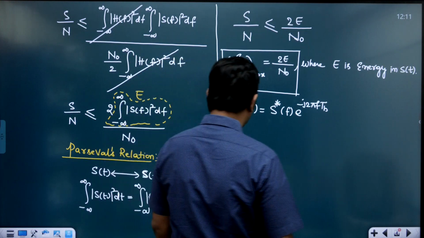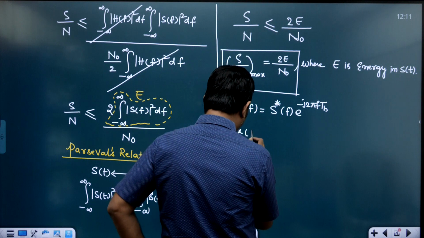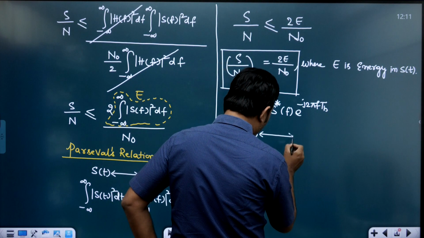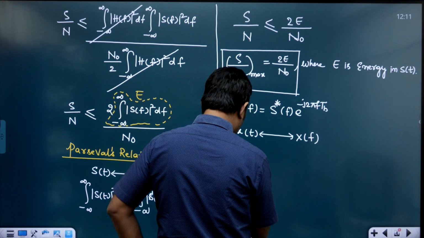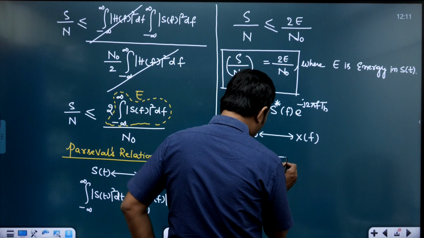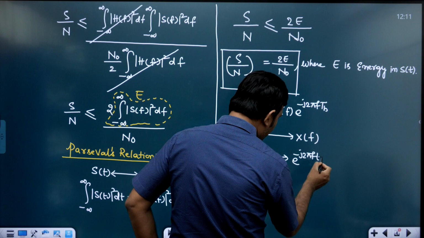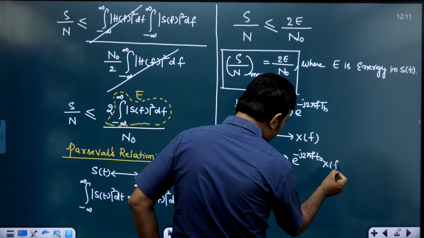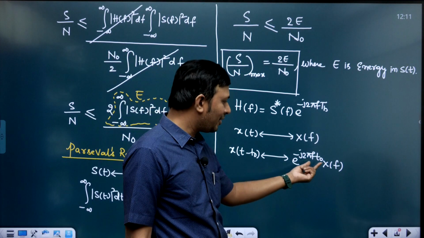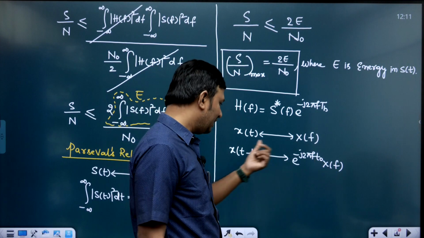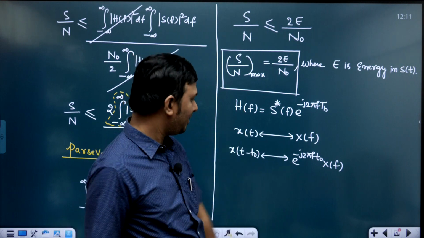So what does the shifting property say? Shifting property says that if x of t forms a Fourier transform pair with X of f, then x of t minus t naught forms a Fourier transform pair with e power minus j 2 pi f t naught into X of f. Or the inverse Fourier transform of e power j 2 pi f t naught into X of f is x of t minus t naught, alright.